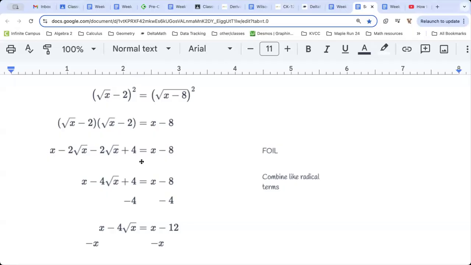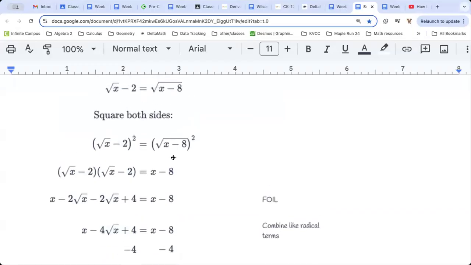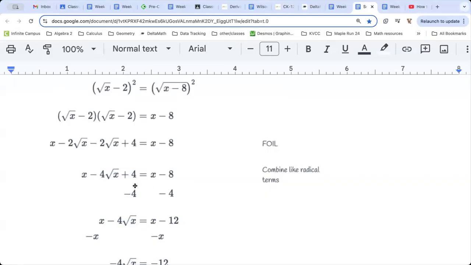Okay. So the left-hand side, square root x minus 2 squared, is x minus 4 square root x plus 4. The square of a square root is just its inside, called the radicand. So x minus 8. Okay, so what have we accomplished? We had two square roots to begin with. After we square both sides, we have simplified it into having just one single square root here.